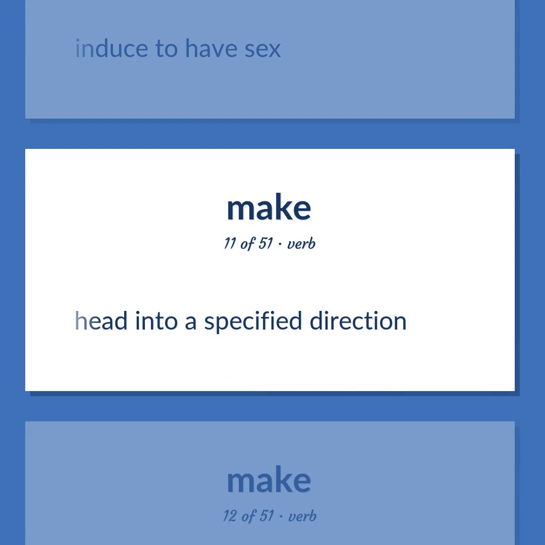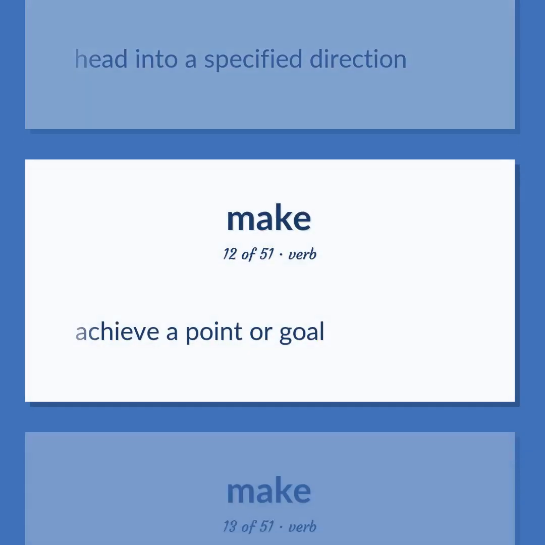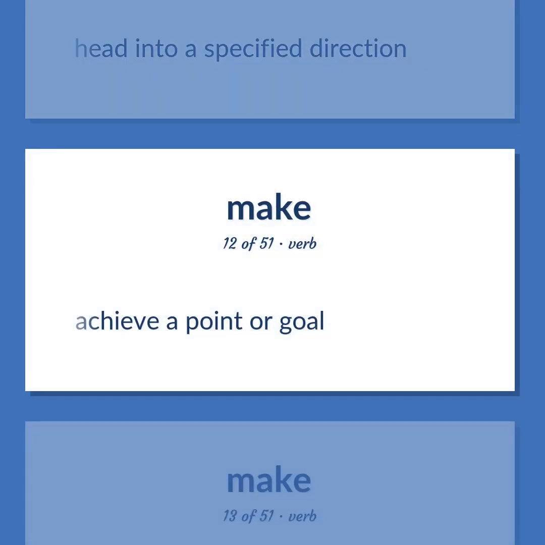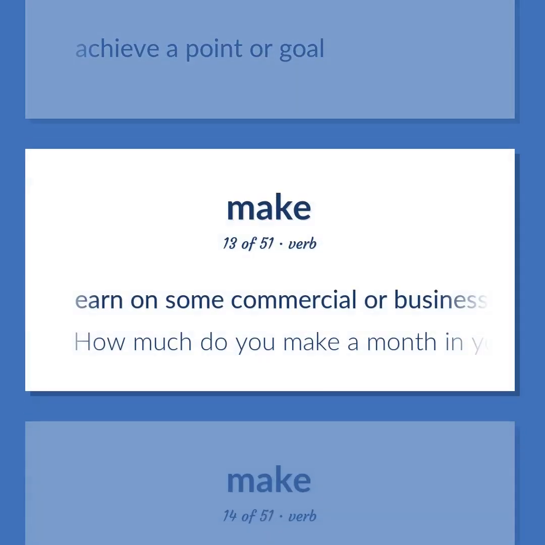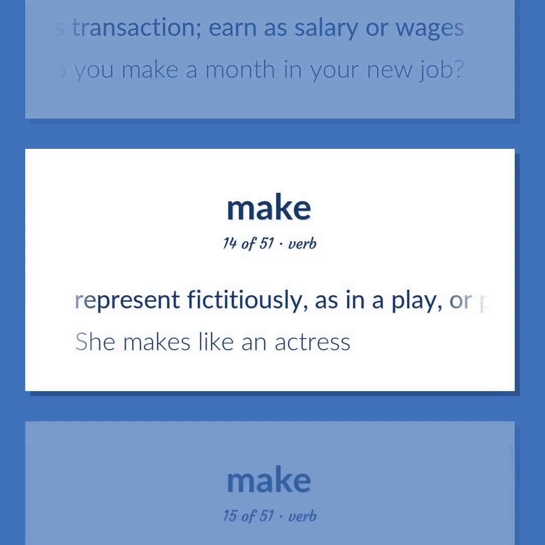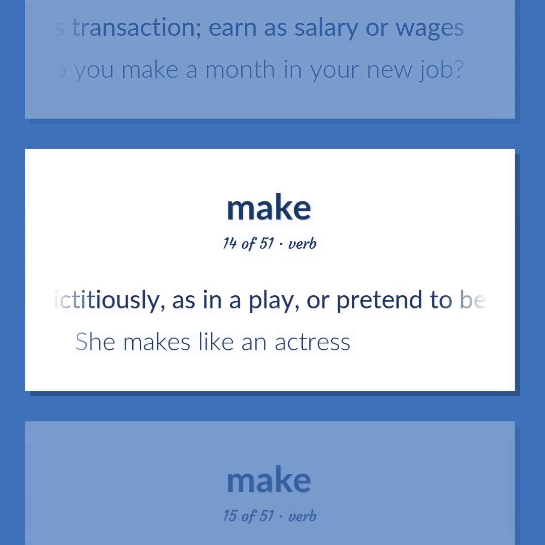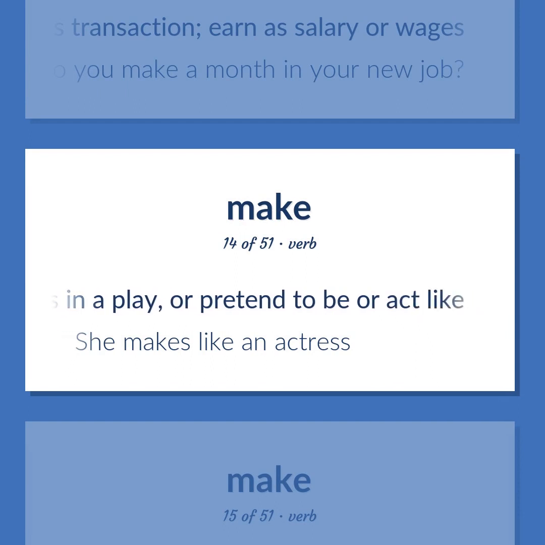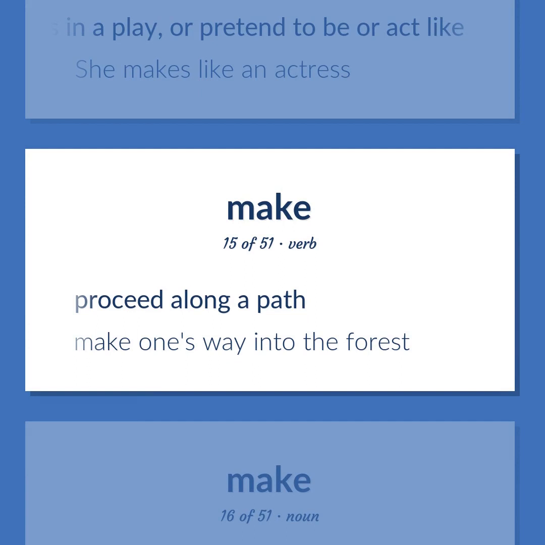Head into a specified direction. Achieve a point or goal. Earn on some commercial or business transaction. Earn as salary or wages. How much do you make a month in your new job? Represent fictitiously, as in a play, or pretend to be or act like. She makes like an actress. Proceed along a path. Make one's way into the forest.